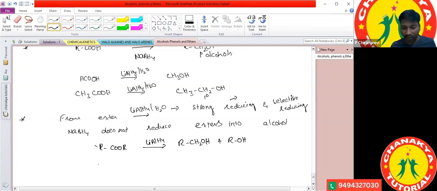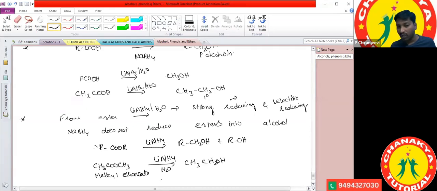For example, take methyl ethanoate, CH3COOCH3. If methyl ethanoate undergoes the reduction reaction in the presence of lithium aluminum hydride and water, what products are formed? The CH3COO part is converted into CH3CH2OH, that means we get ethanol.